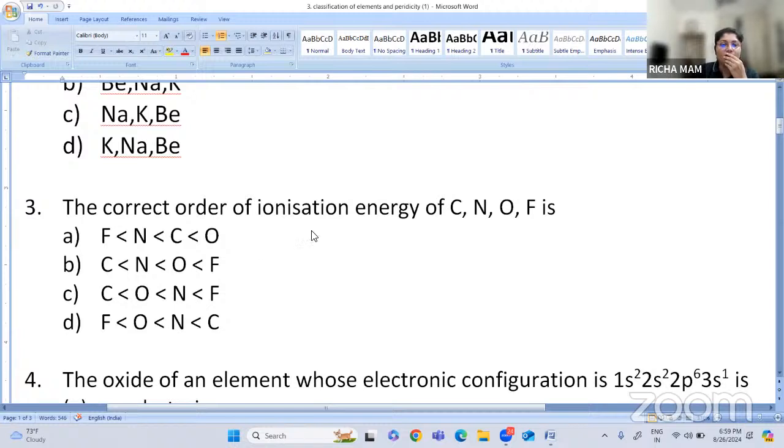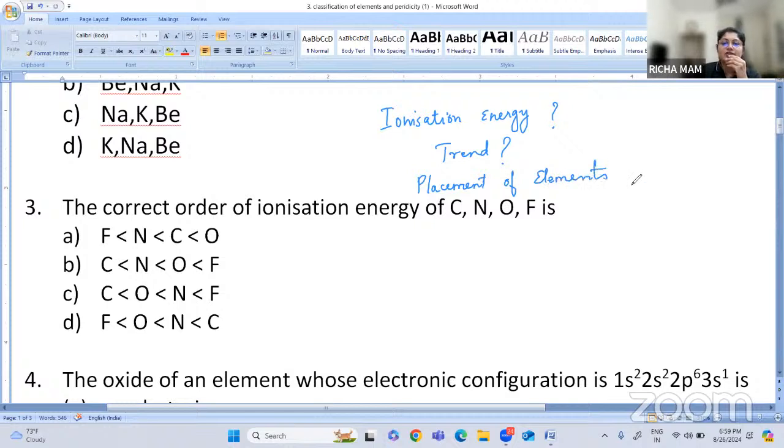The correct order of ionization energy of carbon, nitrogen, oxygen, and fluorine is, again, the knowledge of ionization energy, the trend followed. What all you need to know: what is ionization energy, how is the trend followed, and what is the placement of elements in the periodic table. This knowledge is important. If you know this, these are very simple questions. You just need to apply this knowledge and crack the question.